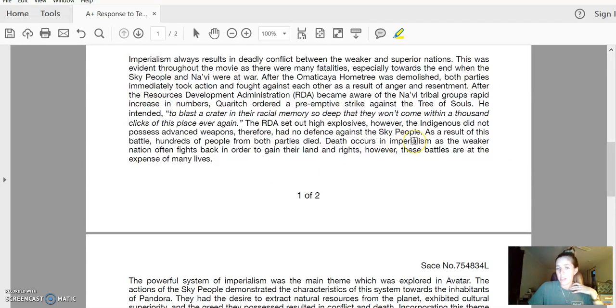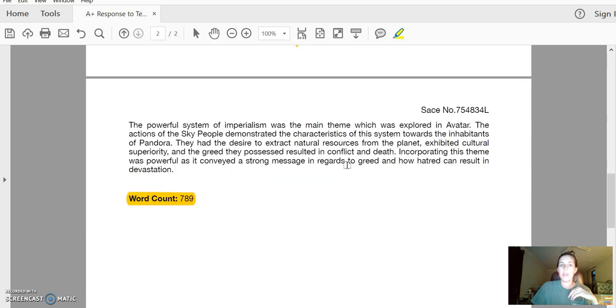Death occurred in imperialism, as the weaker nation often fights back. So she's given her example and then linked it back to her main topic, which is imperialism, and she's shown how her example actually relates to what imperialism is, as it is the weaker nation often fighting back in order to gain their land and rights, just like happened in the movie. However, these battles are at the expense of many lives. And now she's got to sum it up in a couple of sentences about the powerful system of imperialism.